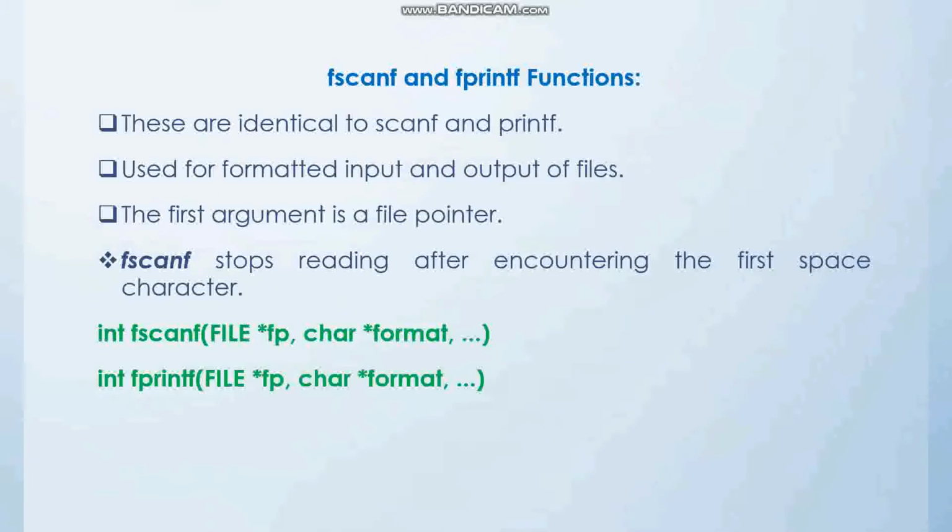fscanf and fprintf functions are identical to scanf and printf, used for formatted input and output of files. The first argument is a file pointer. fscanf stops reading after encountering the first space character. So this is the syntax of fscanf. The first argument is a file pointer in fprintf as well as in fscanf.